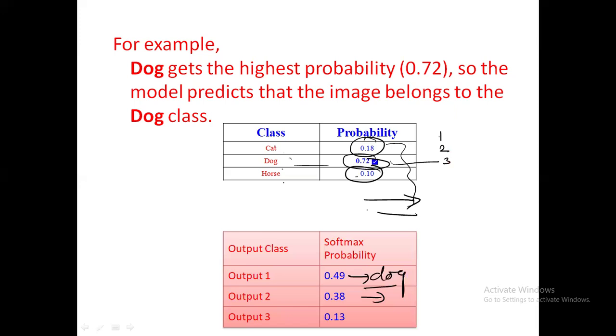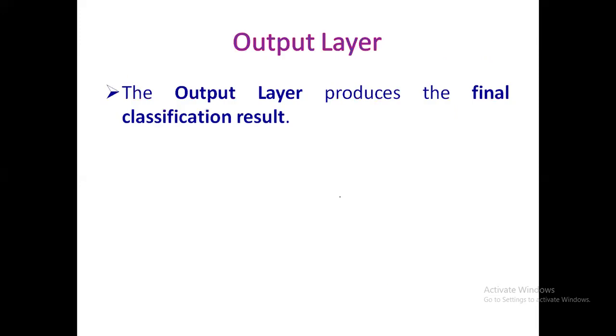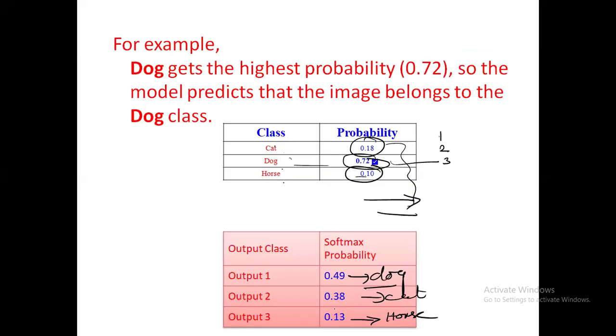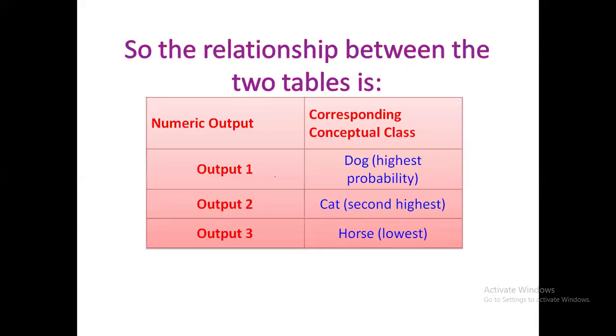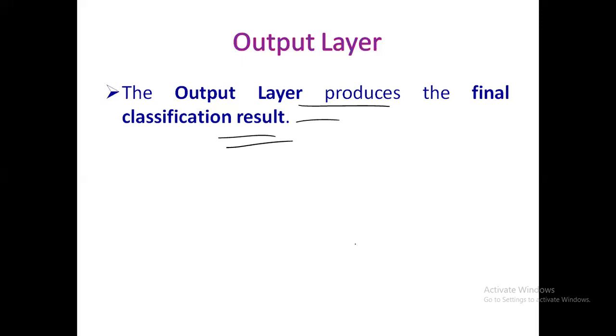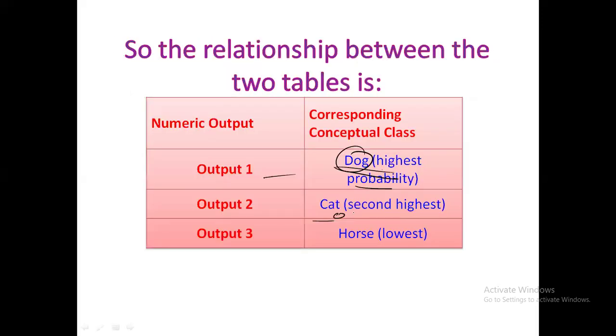We have to give the first value. The highest probability is dog. The second highest probability is the cat, and the third value is the horse. So in this way we can classify. So the output layer produces what? The final classification result. So from the output 0.4938, we come to the conclusion that the classification is dog, the highest probability, and the second value is what? 0.38. So 0.38 is the second highest probability. We come to the conclusion that it is the cat, and the third value is the horse.